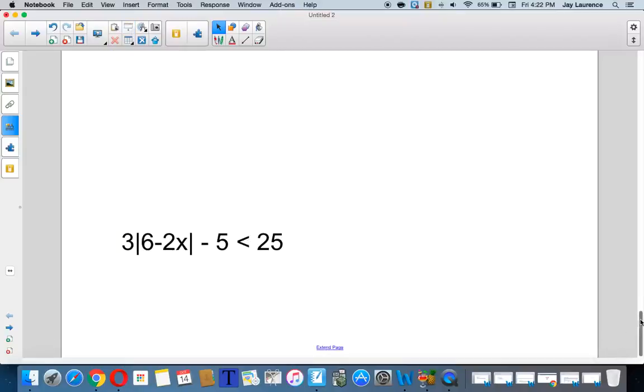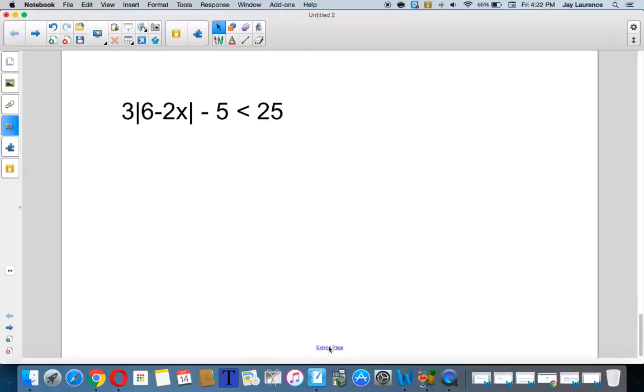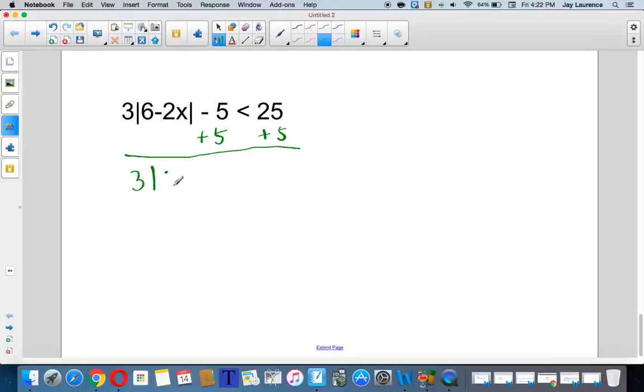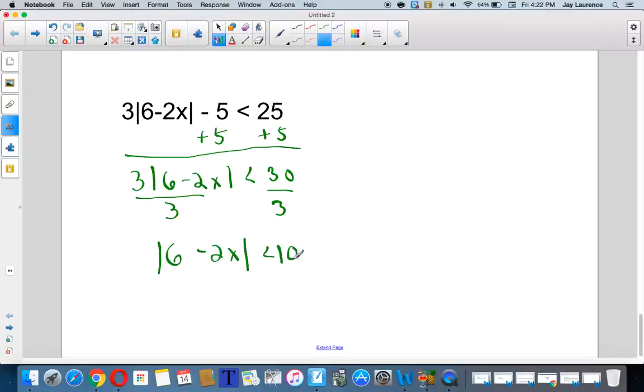All right. I'm going to get rid of the stuff on the outside first. I'm not going to try to manipulate the absolute value or anything. I'm going to get rid of the 3 and the 5. I'm going to get rid of the 5 first because it's attached by subtraction, right? So I'm going to have 3 times the absolute value of 6 minus 2x, and that's going to be less than 30, right? Then I'm going to divide both sides by 3, and I'm going to get the absolute value of 6 minus 2x, which is less than 10.